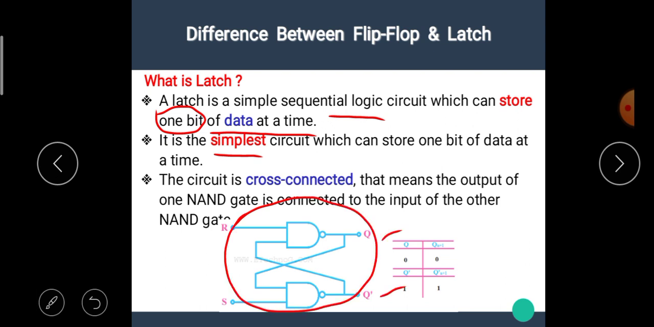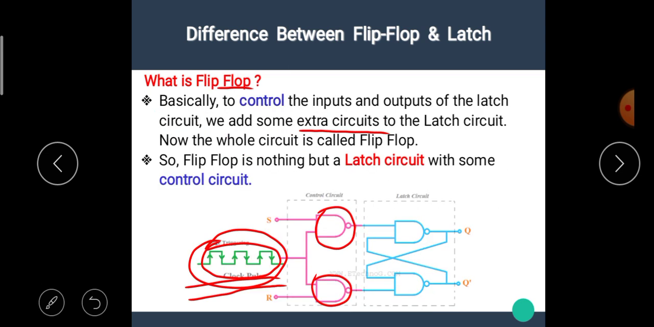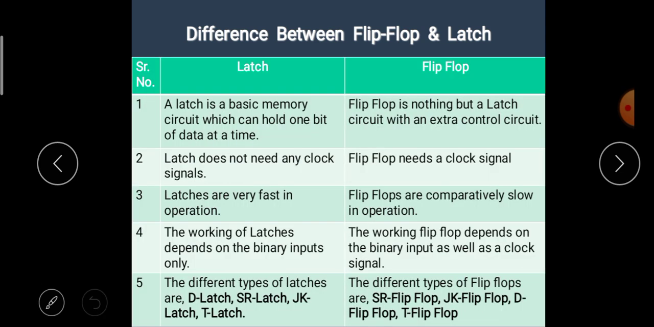That means for the operation of a latch we don't require any clock signal, hence its output changes as soon as we give the input combination. But in the flip-flop the output changes only at the arrival of the clock signal. This is the main difference between the latch and flip-flop. Let's see the detailed difference between latch and flip-flop.